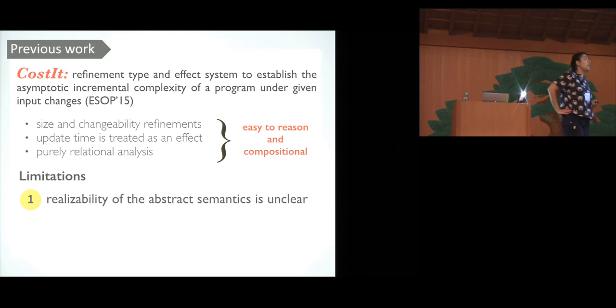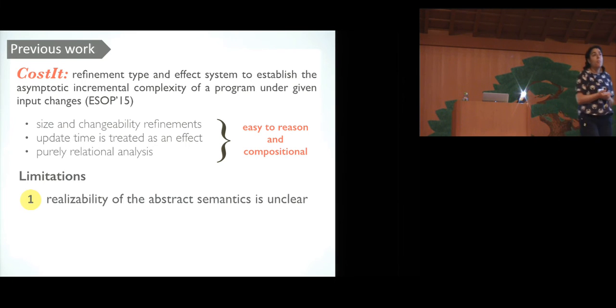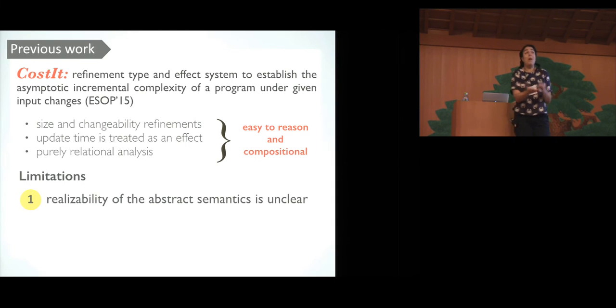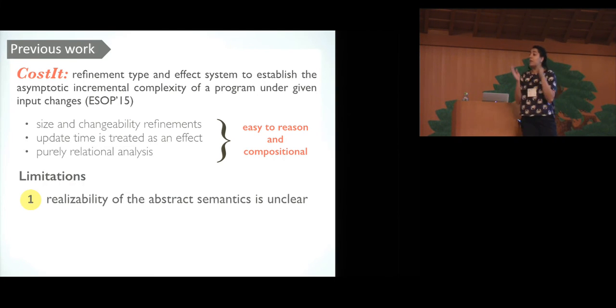The first one is a bit technical, but it is that soundness of CostIt is proven with respect to an abstract change propagation semantics. By abstract, I mean that we have a bunch of structural rules that tells us how change propagation occurs. But apart from example benchmark programs, we don't have enough evidence that these abstract change propagation semantics can be realized in practice.